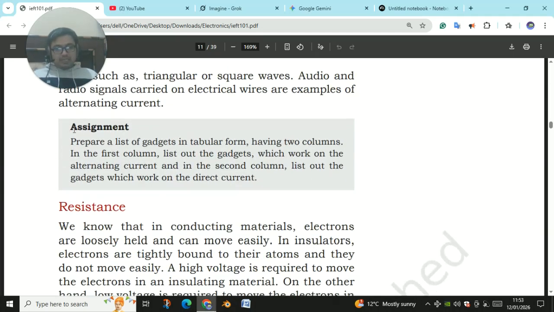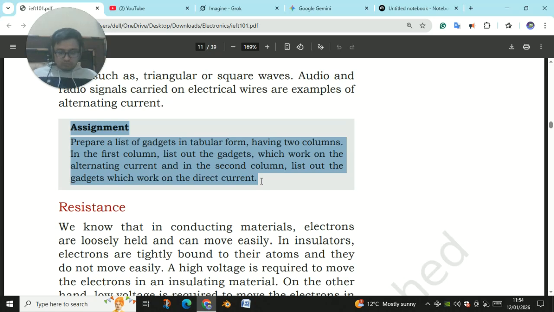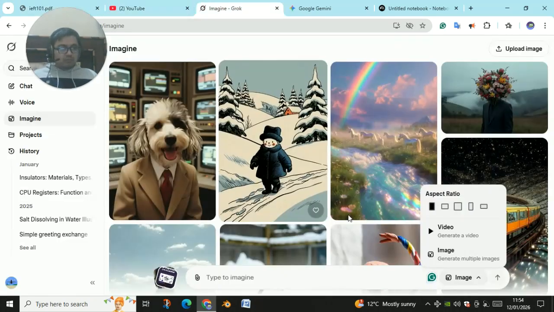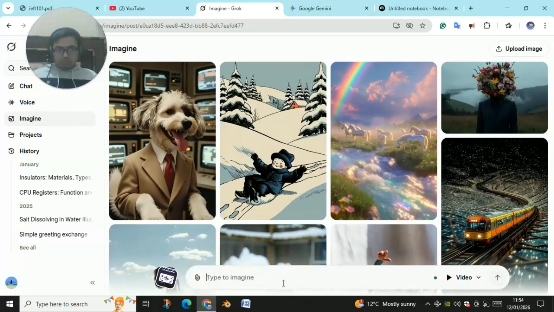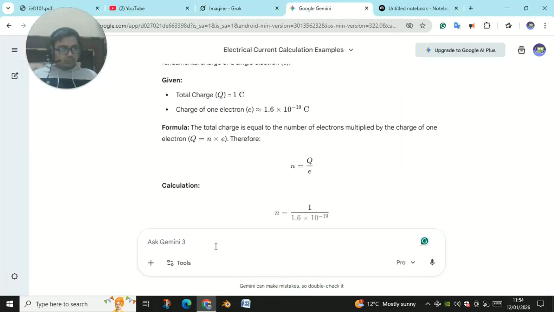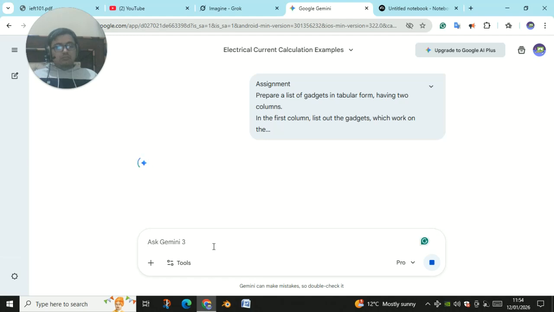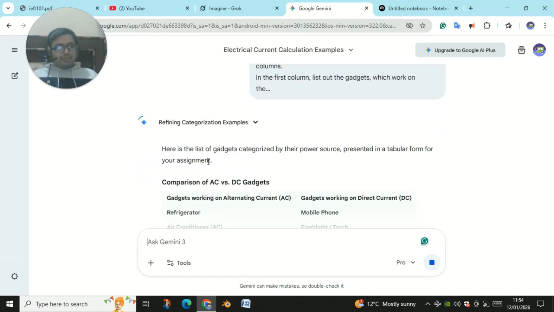Now again, assignment. Here is the list of gadgets categorized by power source, presented in a table form for your assignment.